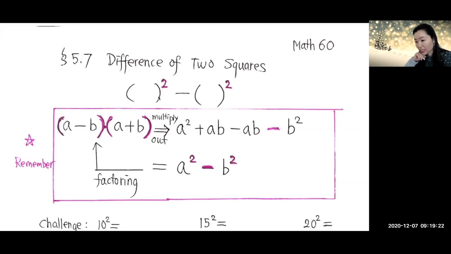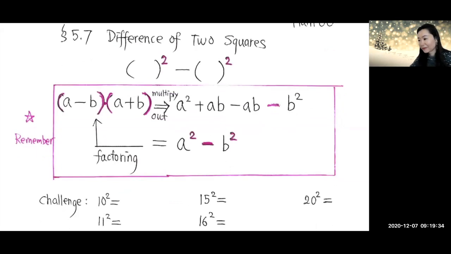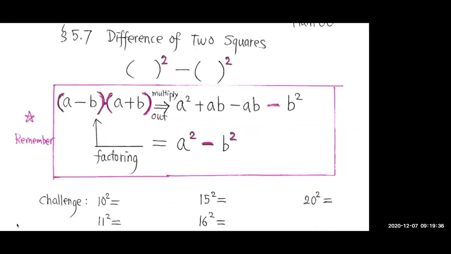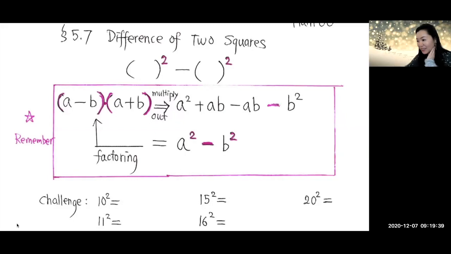Okay, so today we're going to talk about difference of two squares. When you have a square subtracting a square. First notice that if you have a minus b times a plus b, if you multiply this out, you have a squared, and then plus ab minus ab minus b squared, and these two cancel out, leaving us with a squared minus b squared.